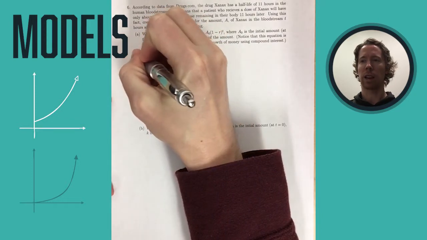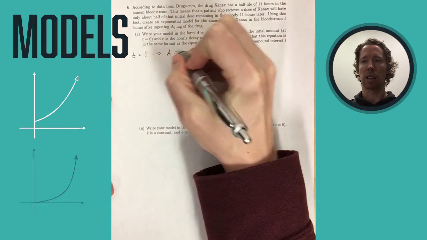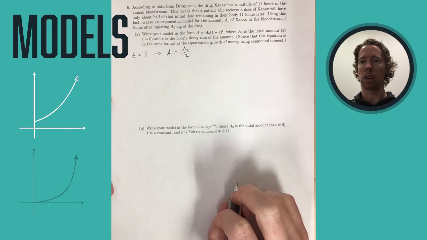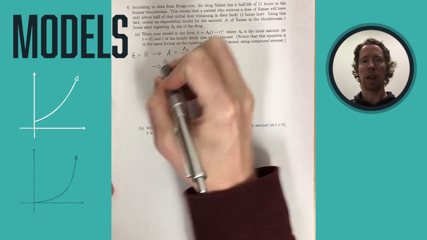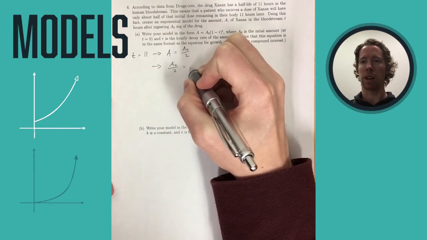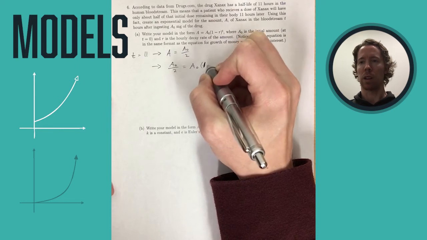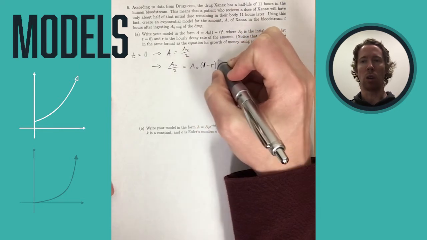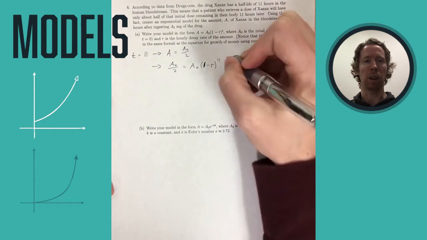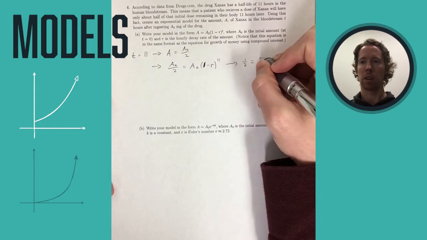We're told Xanax has a half-life of 11 hours in the bloodstream, and we're asked to set up a model where A is the amount of Xanax in the bloodstream T hours after ingesting A0 milligrams of Xanax. So we know that when T is 11, the amount A will be A0 over 2, because that's what half-life means. After that amount of time, the amount will be half of the original amount.